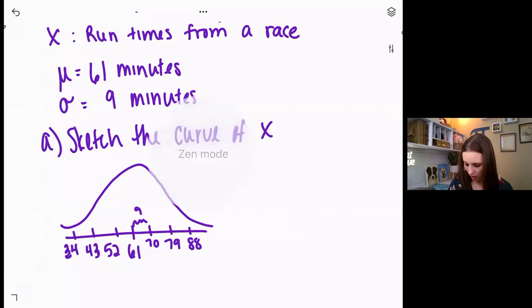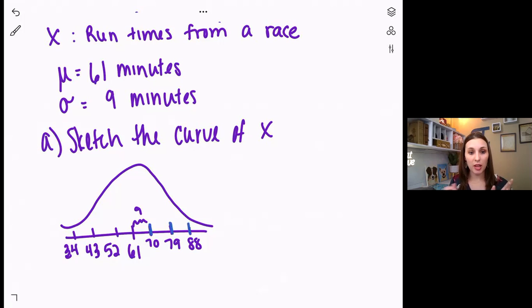So these values here, this is one standard deviation above. So 70 minutes represents one standard deviation above the mean. 79 represents 2 standard deviations above the mean. 88 minutes, 3 standard deviations above the mean. And remember that we only go to 3 because by the empirical rule for normally distributed data, 3 standard deviations above or below the mean represents 99.7% of the observations. So it's about 100% of your data is going to be under this curve.